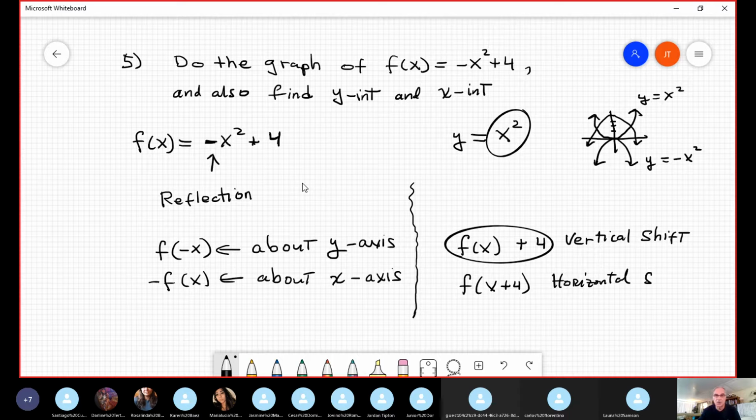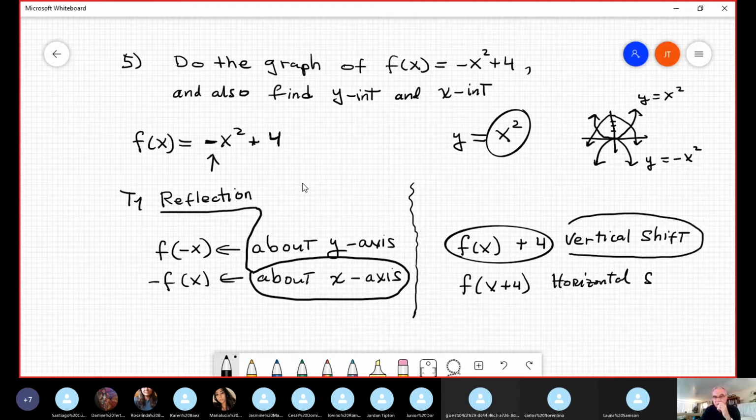I want to make it more clear. I roughly explain to understand the transformation. So basically, we had transformation number 1, that was reflection about the x-axis, and transformation number 2 was vertical shift.